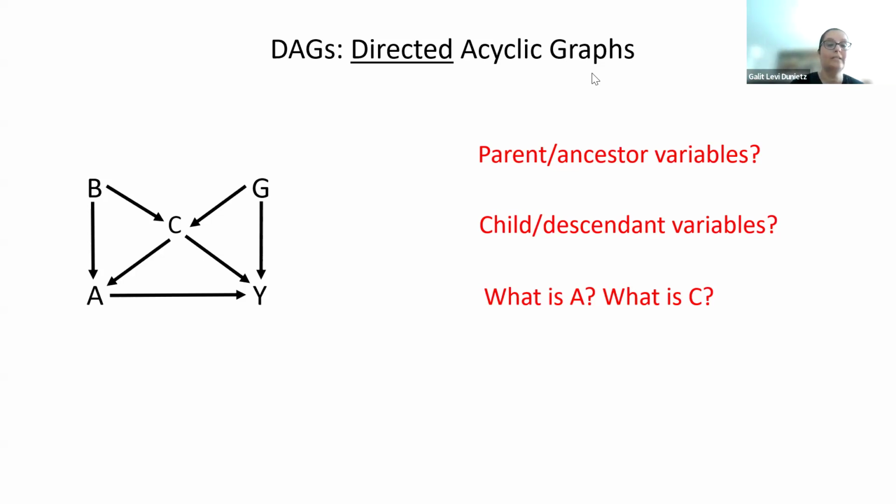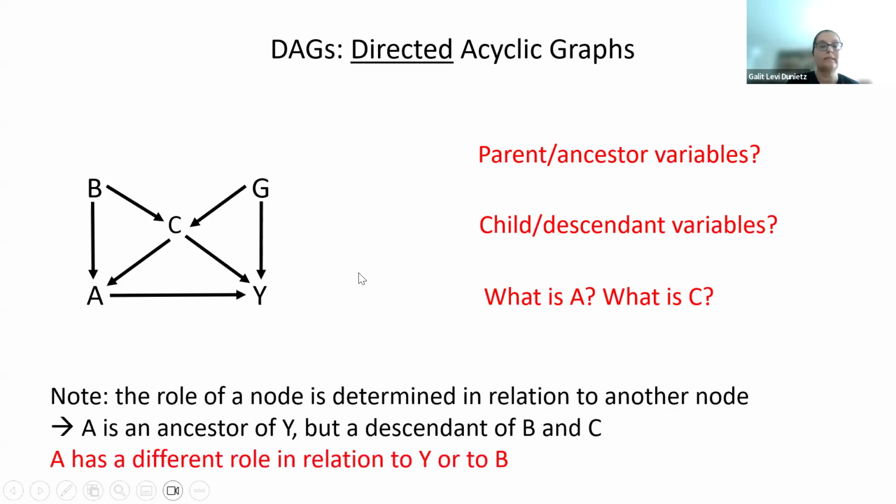So I hate to use that term, but it depends on the context, right? A can be the descendant of B, so it can be the child of B, but also the parent of Y. So when we look at variables, we need to look at the context, whether they are caused by a certain variable or they cause another variable. So it's always dependent on what we're seeing here. Interestingly, G and B are only ancestors, right? And Y is only a descendant. But C can be either, and A can be either.